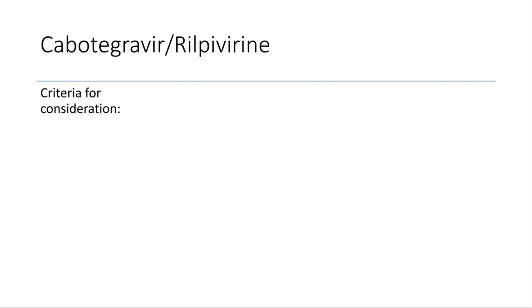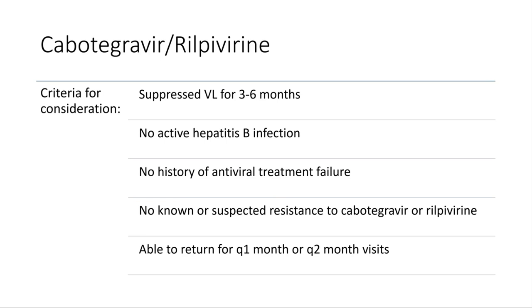Resistance, how adherent is she to her follow-ups? Yes, that's important too. I didn't include the genotypes, but you are supposed to have a suppressed viral load for 3 to 6 months. There are case reports of groups trying it in people who are not suppressed, but that's not per guidelines. You can't have Hep B. You shouldn't have known treatment failure per the guideline. You shouldn't have known resistance to the agents in the regimen, and you should be able to come back for every 1 or 2 month visits.